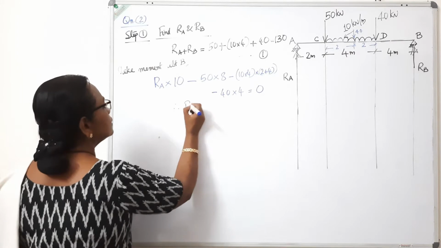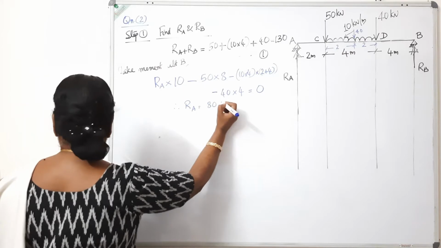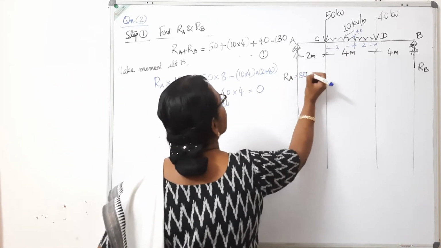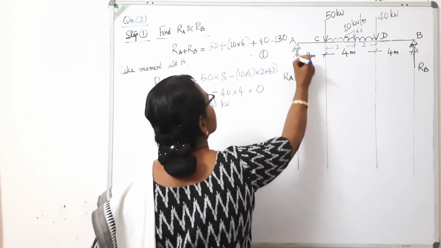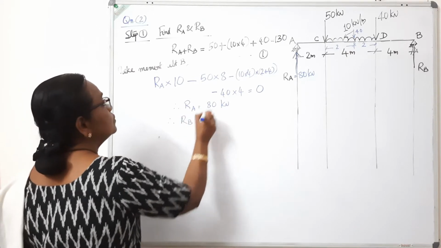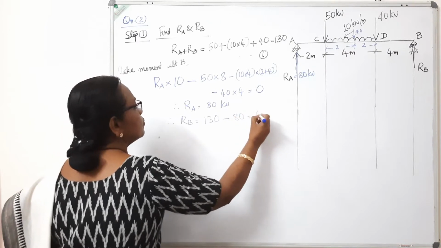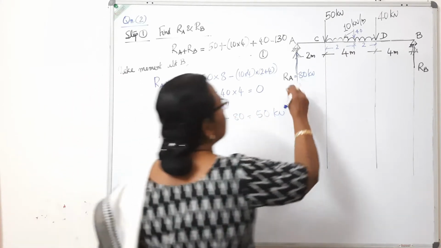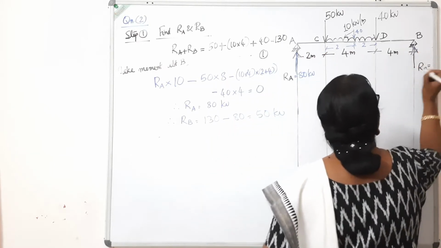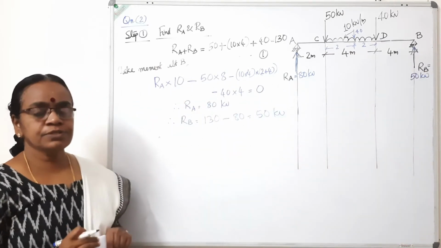From that we get RA, 80 kilonewton. So we get this value 80 kilonewton, this RA. Therefore RB is equal to 130 minus RA, which is equal to 50 kilonewton. So we have got both the reactions. RA is 80 kilonewton and this RB is equal to 50 kilonewton. So that is the first step.